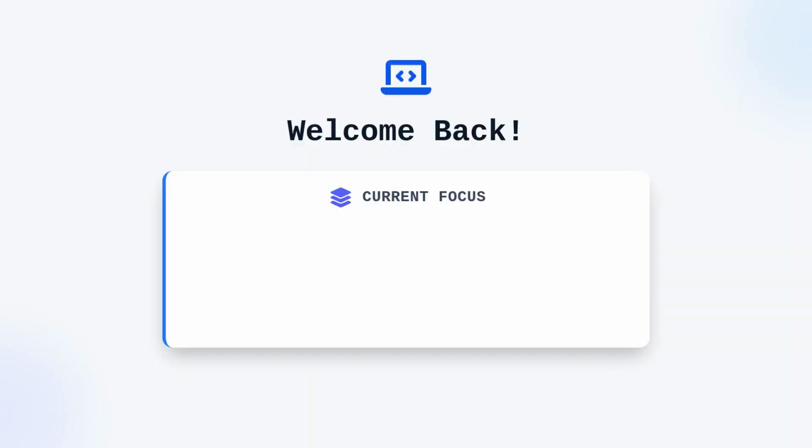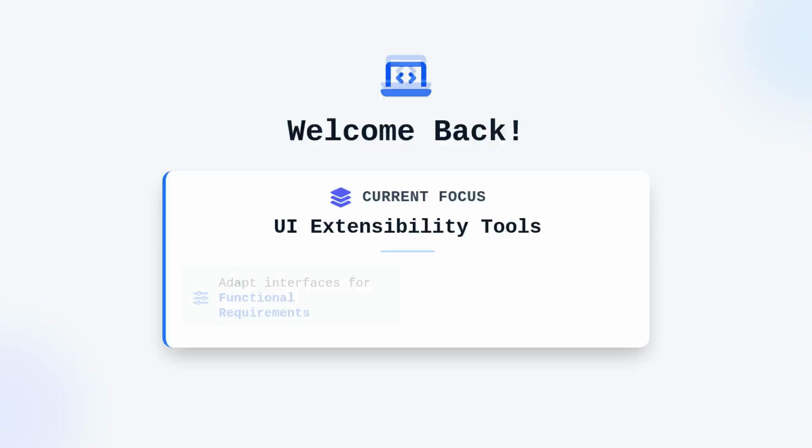Welcome back, as we now turn our focus to the UI Extensibility Tools chapter of the FLEXCUBE Universal Banking Architecture. We will examine how to adapt the system interfaces to meet specific functional requirements while maintaining architectural integrity.